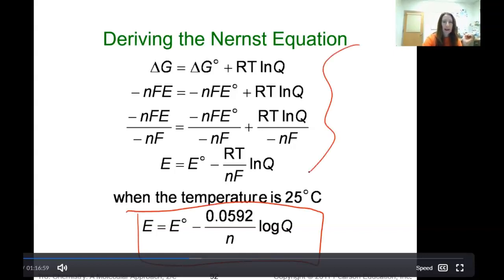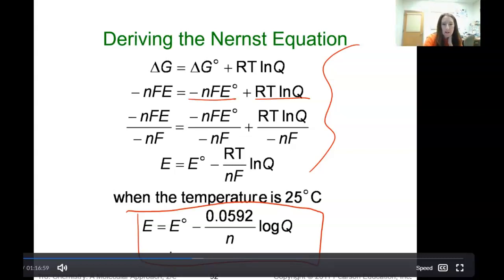Here's how you derive it. You don't need to know how to derive it, but if you're interested, it's kind of interesting how this works. It's pretty simple. We just combine two equations, NFE and RTLNQ. Remember RTLNQ from last chapter and then NFE from this chapter? We just combine the two.